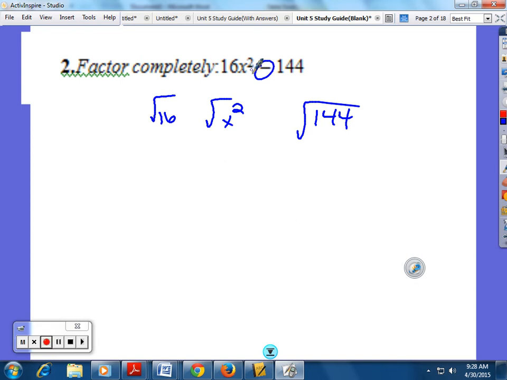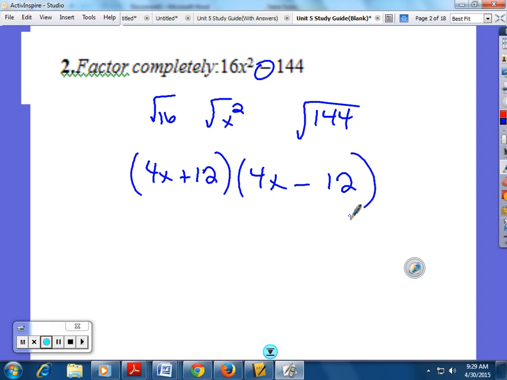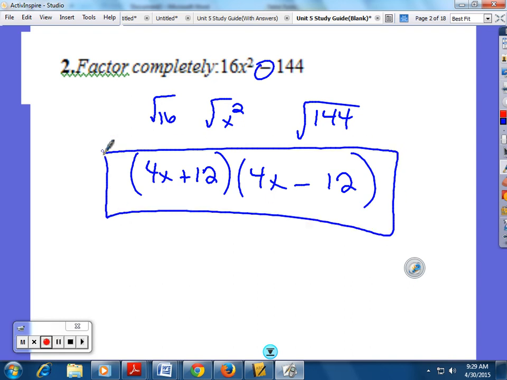So your answer is going to be the square root of 16x squared, which is 4x, plus the square root of 144, which is 12. And then the same thing again, except the minus sign. Okay, so remember, they're going to be the same terms in both sets of parentheses, one with the plus and one with the minus when it's a difference of squares.